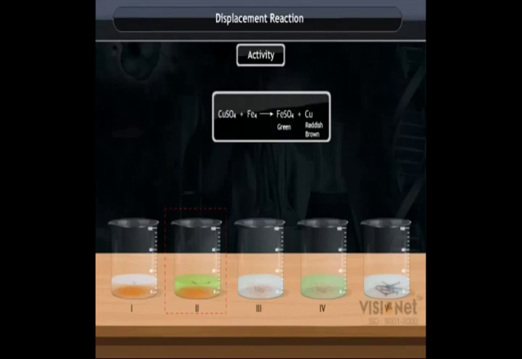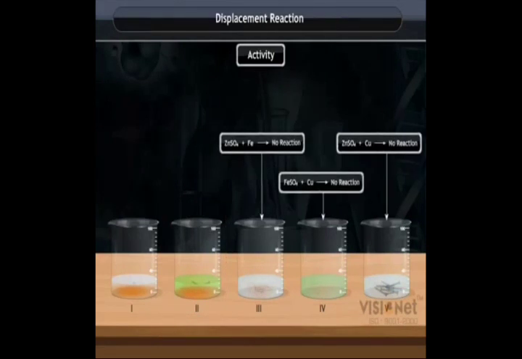What happens in the second beaker? Yes, copper sulfate reacts with the iron filings, right? The iron is more reactive than copper. That is why it displaces copper from the copper sulfate solution. So the copper is displaced and green colored iron sulfate is formed. That means the blue colored copper sulfate turns to green.